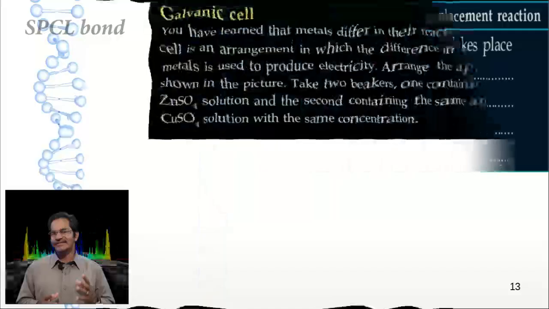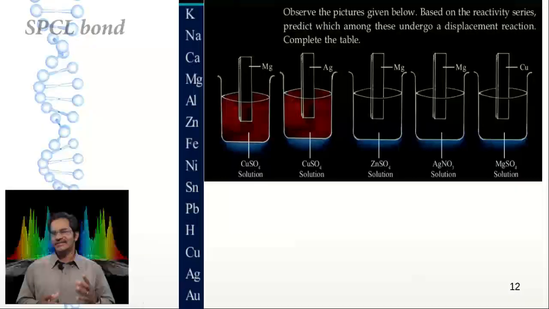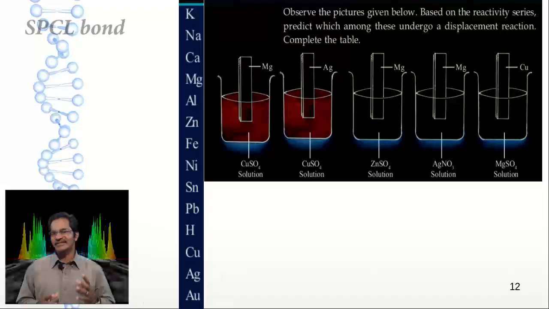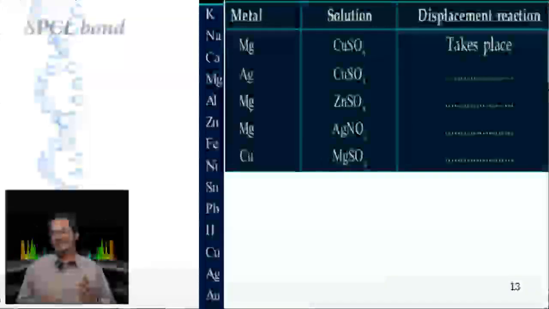Then the fourth one, what happened? Magnesium dipped in silver nitrate solution. No doubt silver is very, very less reactive compared to magnesium. So, magnesium can easily displace silver from silver nitrate solution. It is a displacement reaction that takes place.